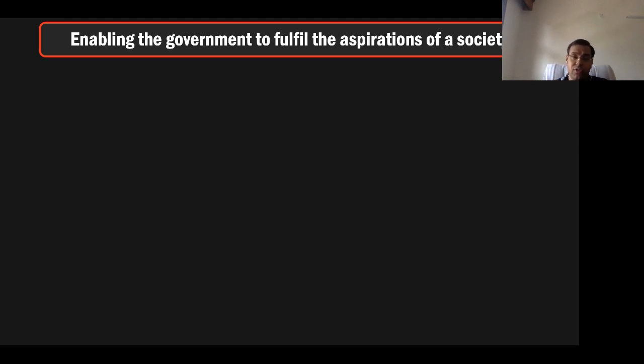So, looking at the limitations on the government, which the government is responsible to fulfill, enabling the government to fulfill the aspirations of a society. One has to enable the government to fulfill the aspirations of a society. So, the Constitution is an enabler. It's an enabling document. It is also a limiting document. It would enable the government vis-a-vis certain things to fulfill the aspirations of a society. It would also reduce, or it would also limit, the duties or the powers of the government of India. So when we say enabling the government to fulfill the aspirations of a society, what do we mean by that? Think.